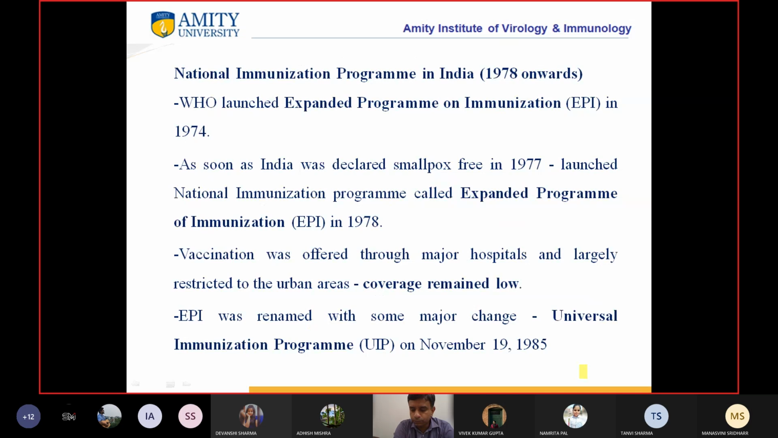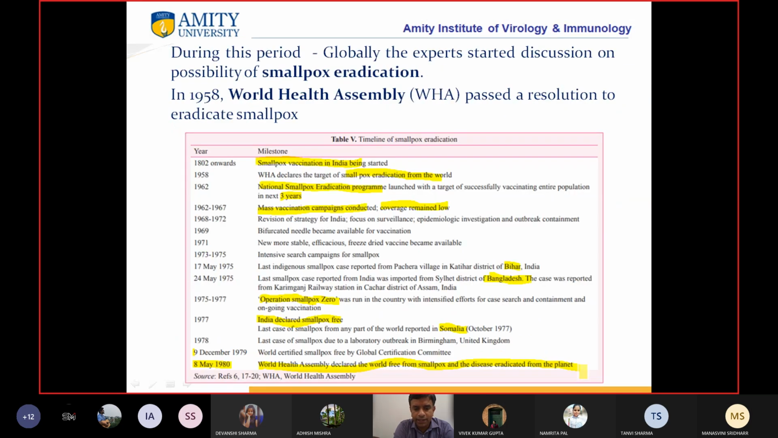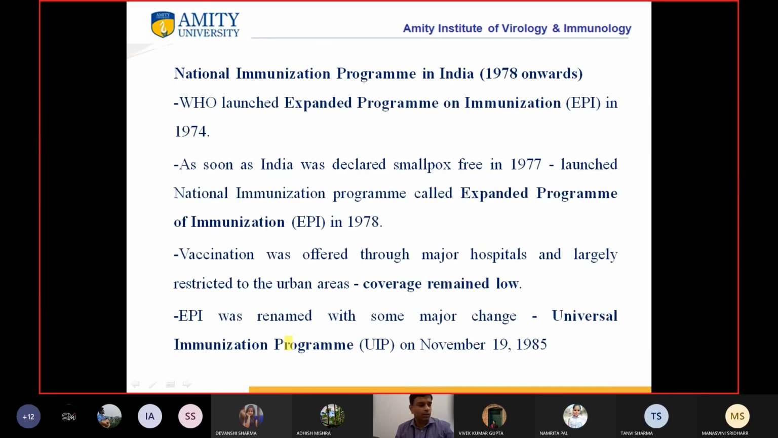Now, just after India was declared smallpox free in 1977, in 1978, just after 1 year, India launched a national immunization program, right? So just recently, India had got a great success in eliminating smallpox, so they were good on confidence at that time, and they had a very good experience, right?